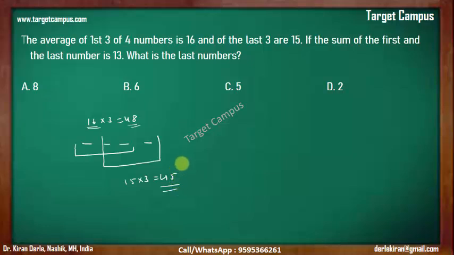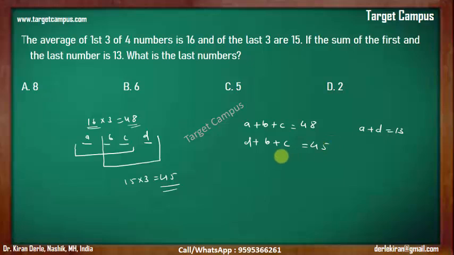Last 3 is 45. Now let's say these terms are A, B, C, D. So we know A plus B plus C is equal to 48 and B plus C plus D is equal to 45, right? So if the sum of first and last term is 13, so A plus D is 13.